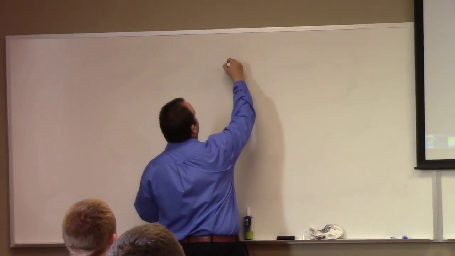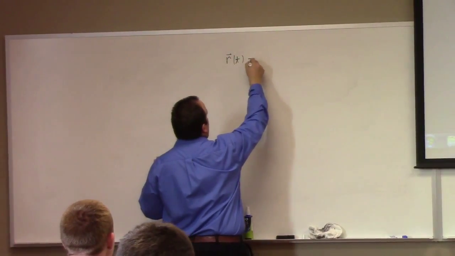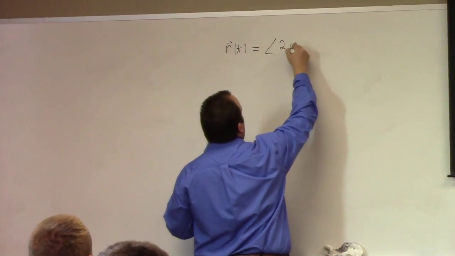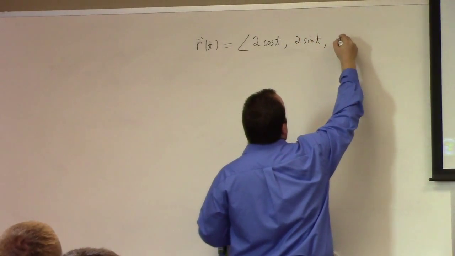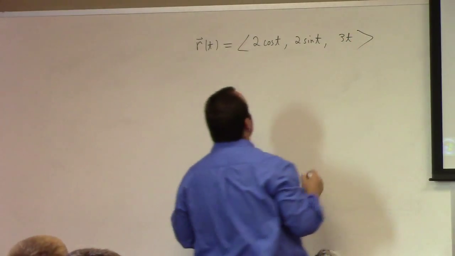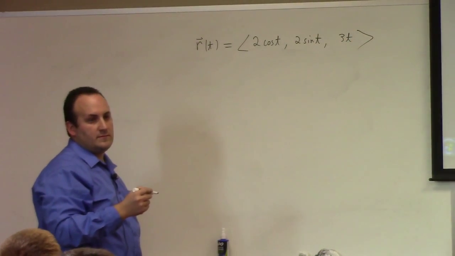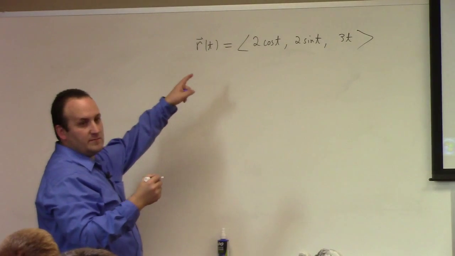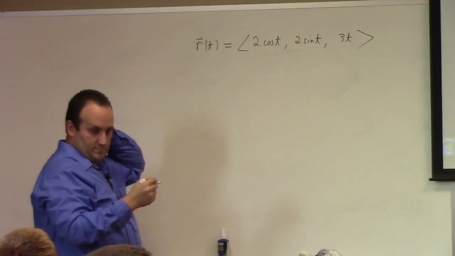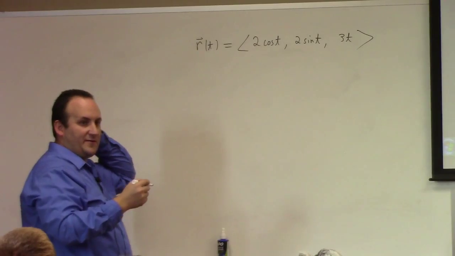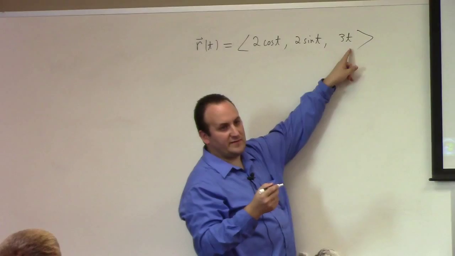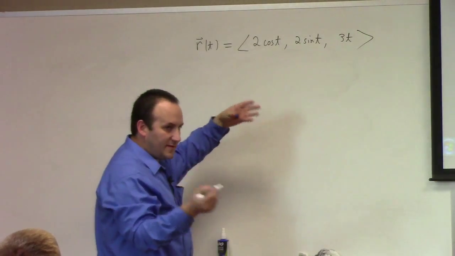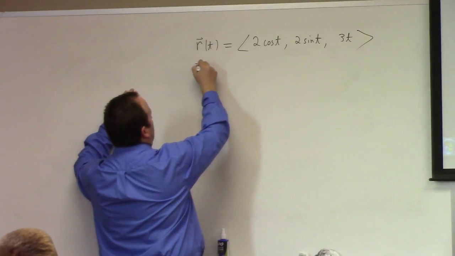I mean, for example, how about 2 cosine t, 2 sine t, 3t. What is this thing? What is this curve? It's an upward spiral, right? This is a helix. It's a helix with radius 2 and the slope in the z direction 3. But the thing is, I could just as well, right?